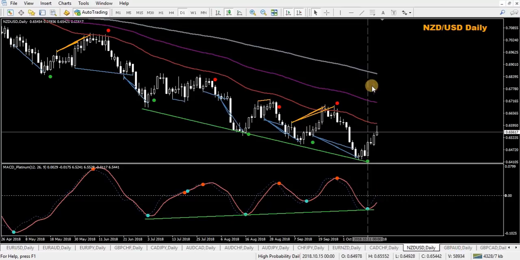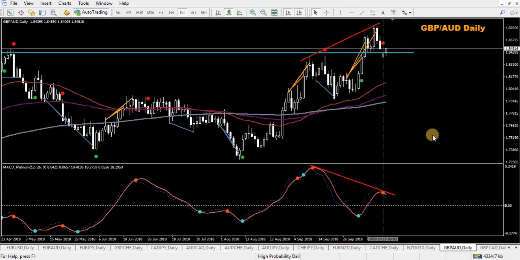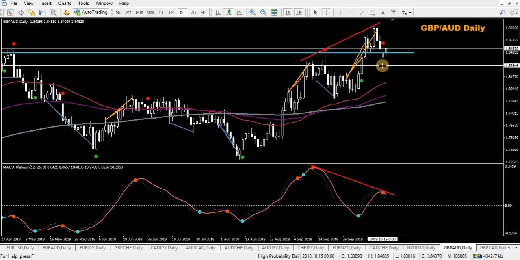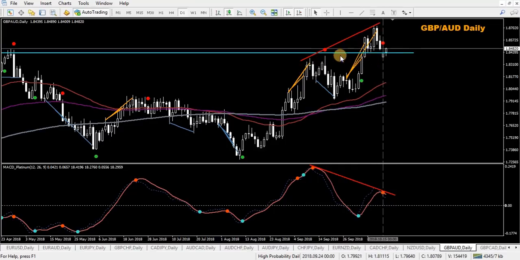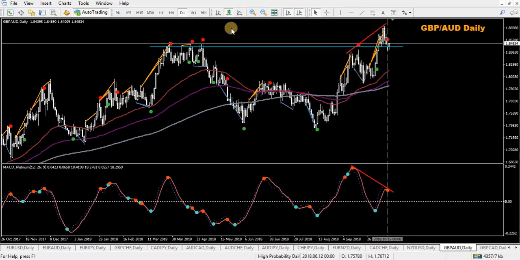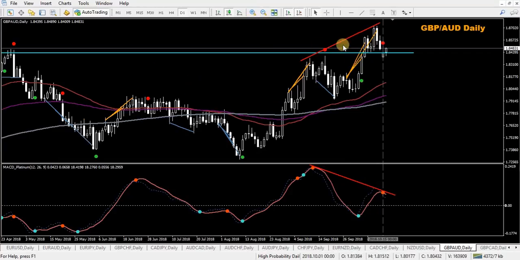But look at the trend. Trend's down. Pound Aussie, sell signal this morning. Again, there's that divergence, much better setup than the Euro New Zealand. This blue line, I think, was a previous resistance level. It got broken, but now price came back to it, so it may be support now. It's hard to tell. I just left it in there.